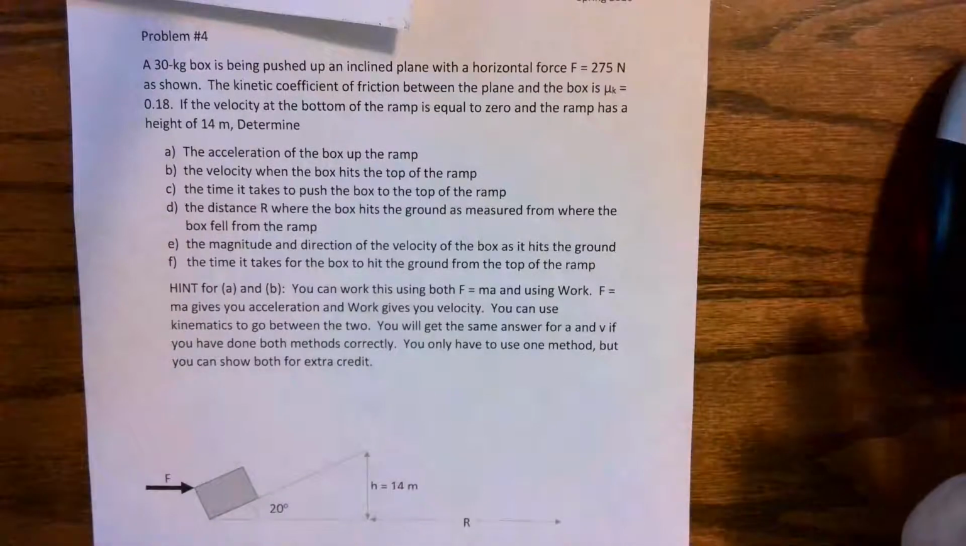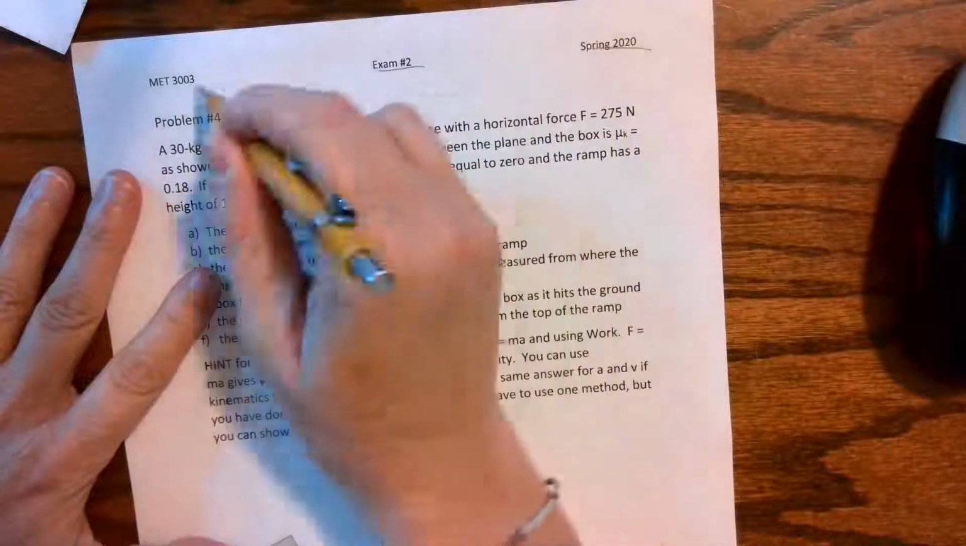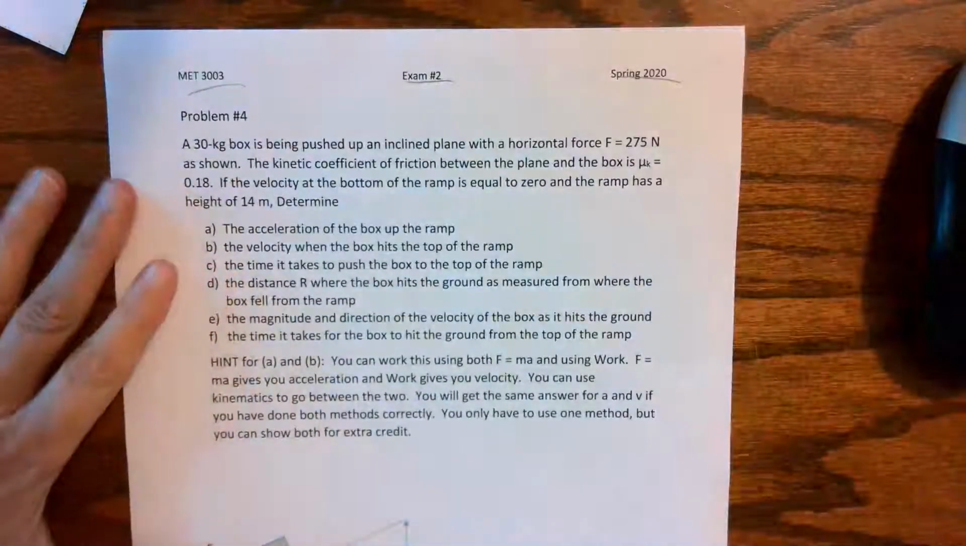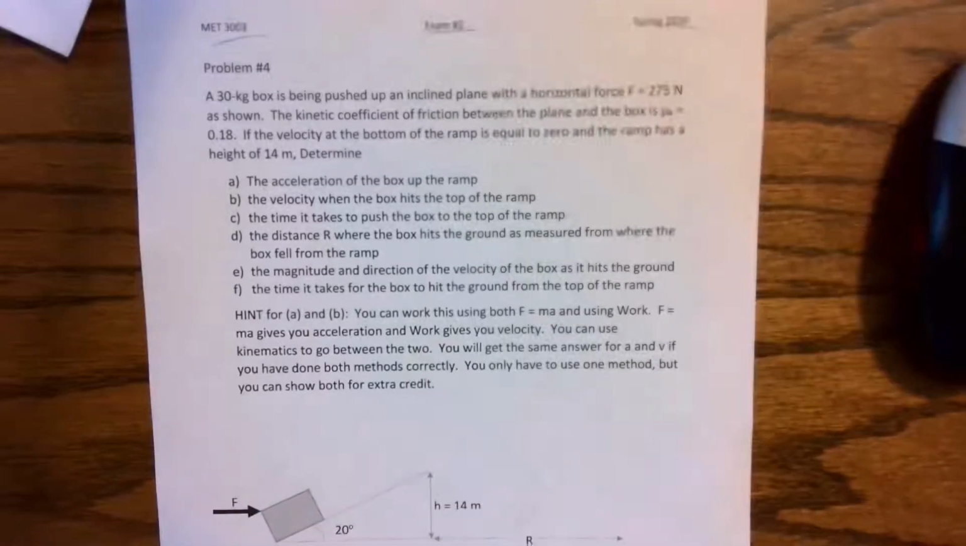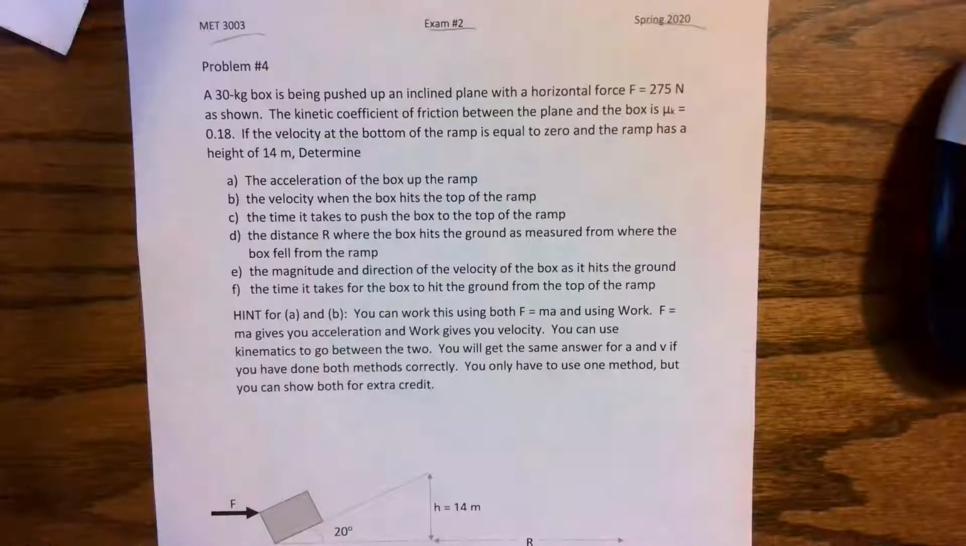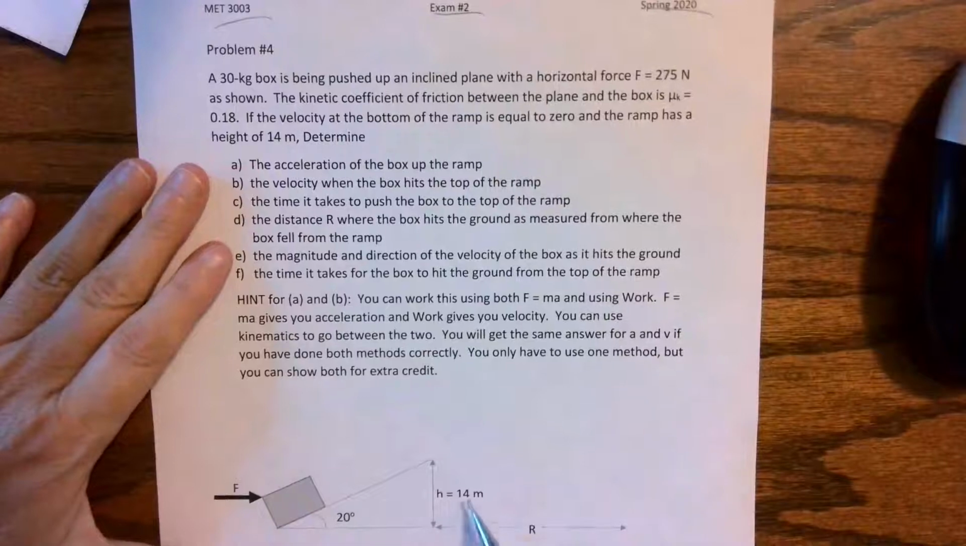Okay, so this one is Spring 20, Exam 2, Dynamics, problem number 4. We have a 30 kilogram box that's being pushed up an inclined plane, and we have kinetic friction. The velocity at the bottom of the ramp is equal to 0, and the ramp is 14 meters high.